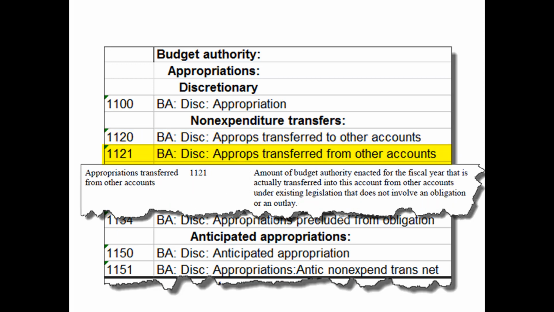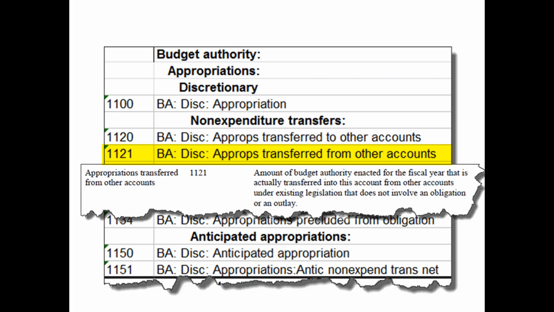Line 1121 is similar to line 1021 and reflects the amount of budget authority enacted for the fiscal year that's actually transferred into this account from other accounts under existing legislation that does not involve an obligation or an outlay. For example, the Secretary has the authority to transfer up to 1% of any discretionary appropriation account to another, as long as the receiving account isn't increased by more than 3%. Such transfers would appear on one of these lines, depending on whether your account is the giver or the receiver.